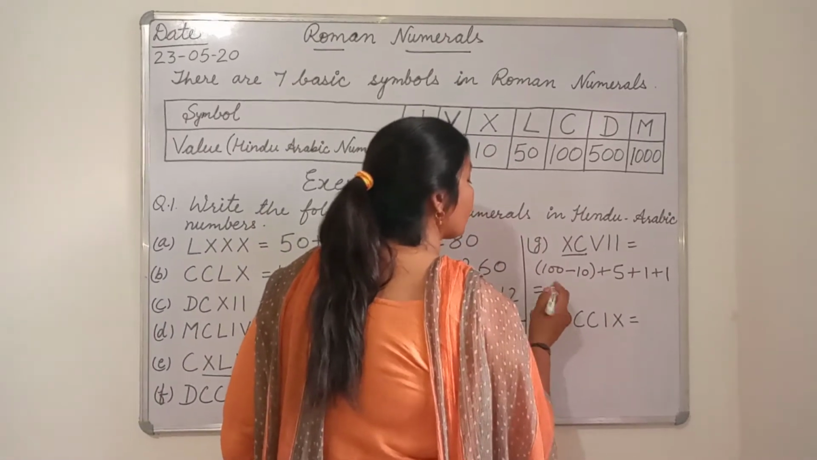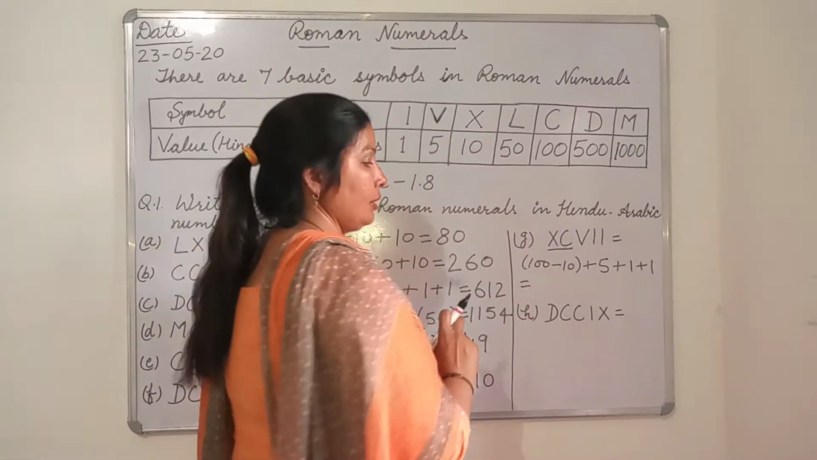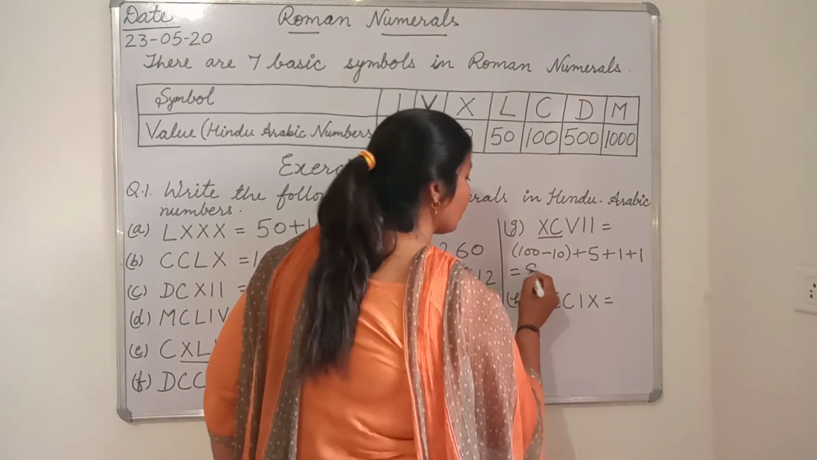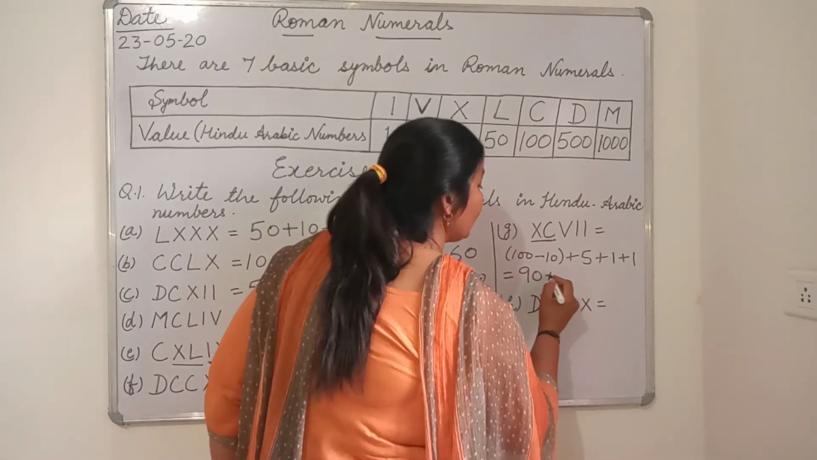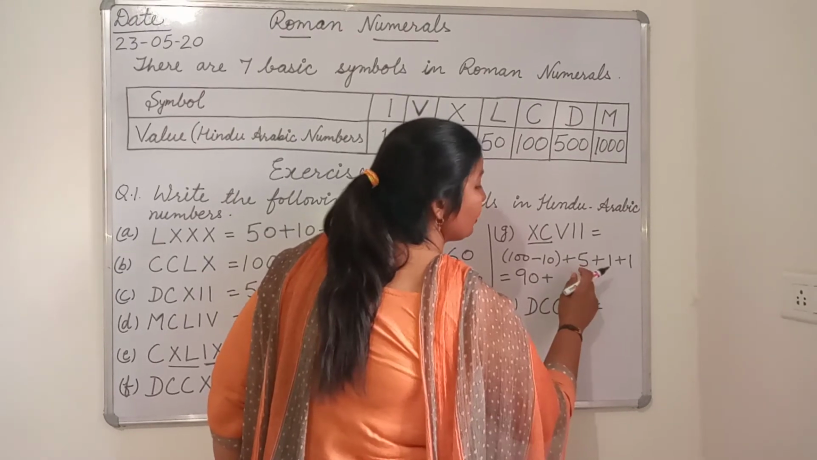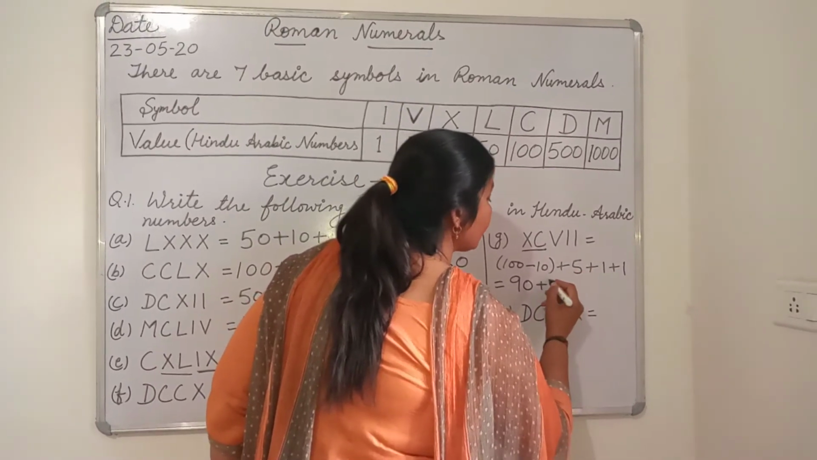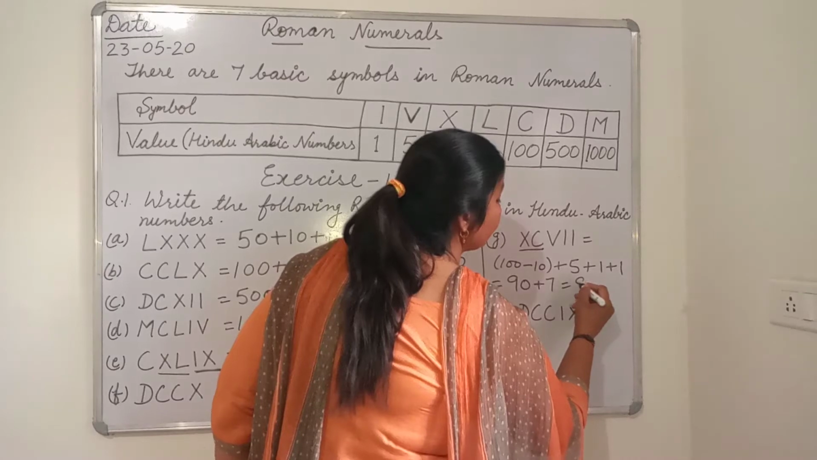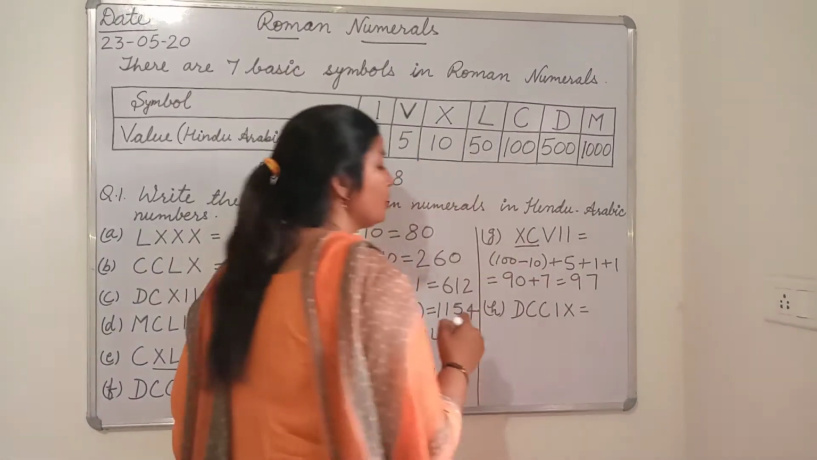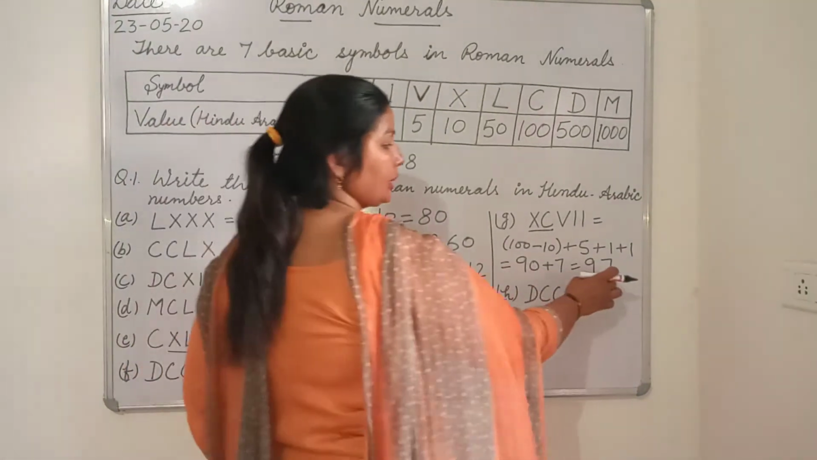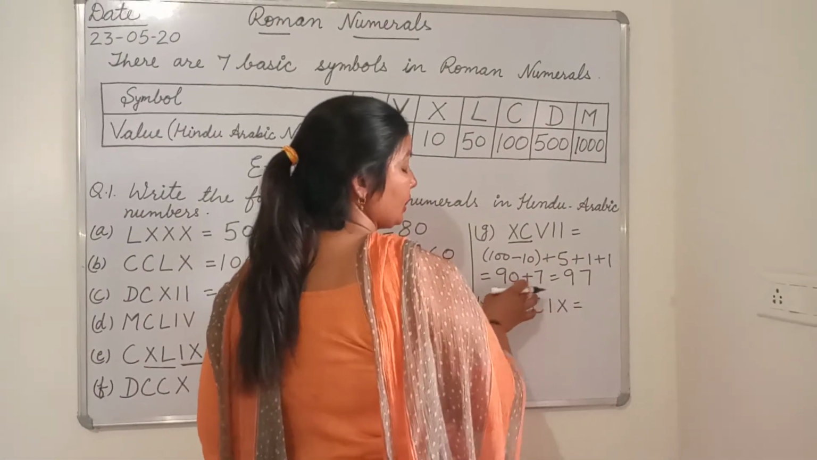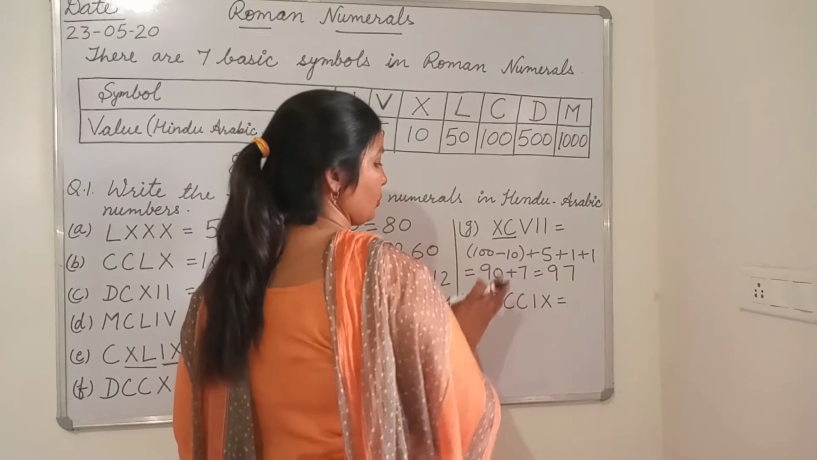Calculate them. 100 minus 10, 90. Plus 5, plus 1, plus 1. So that's it. 7. 90 plus 7, 97 is your answer. Okay, directly you can write 97 also. You can calculate this one orally, and if you want to show, you can show.